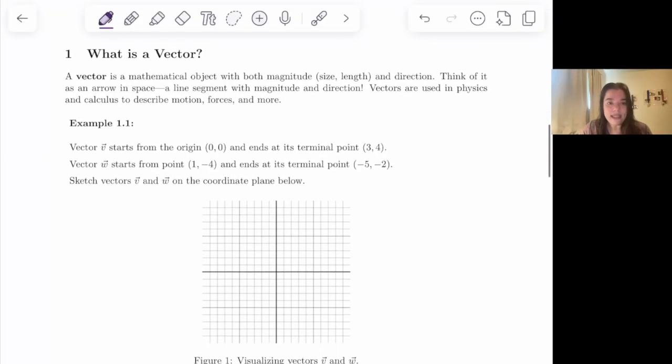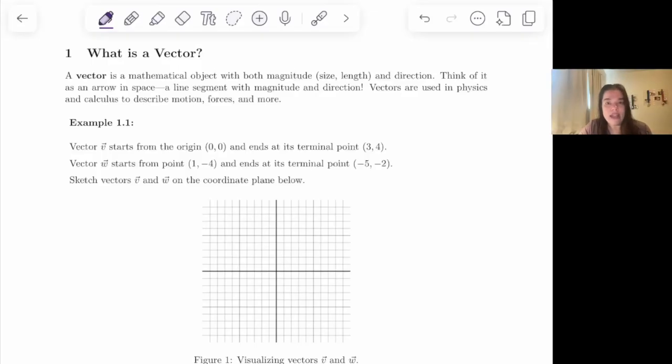So, what is a vector? That's where we want to start. A vector is a mathematical object with both magnitude and direction. Magnitude means just the size or length of the vector. Think of a vector as an arrow in space, or I consider it to be a line segment, a piece of a line that has direction pointing some certain direction and a magnitude, a length.